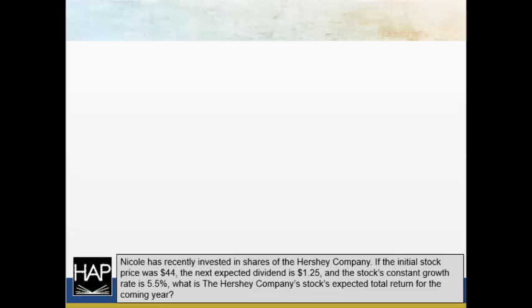In order to calculate the expected rate of return for the Hershey Company's stock, I'm going to use the constant growth model. The constant growth model can be rearranged to solve for the expected rate of return as long as the growth of the stock is at a constant rate. Since I've been told in this question that the stock is growing at a constant rate, I know that the expected rate of return on the stock will be equal to the next expected dividend payment over the current price of the stock plus the expected growth rate.